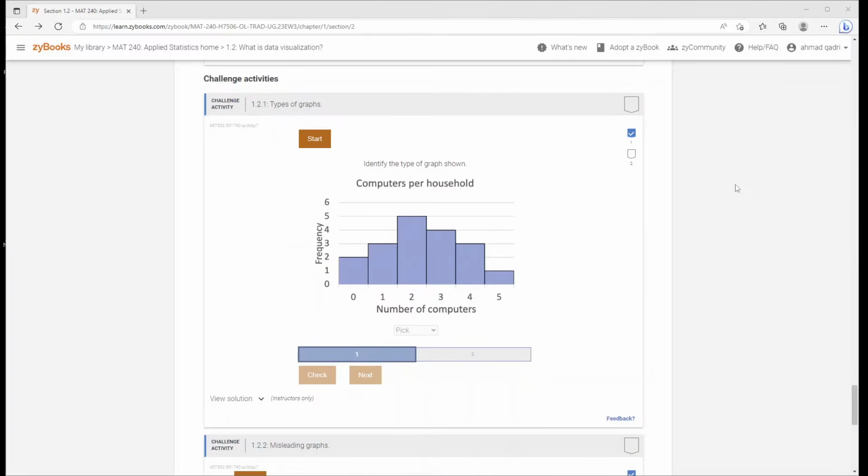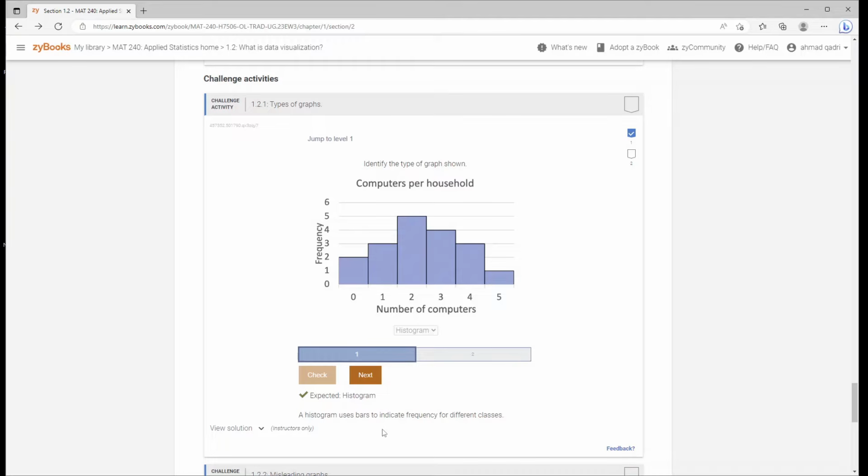Here is challenge activity 1.2.1, and this is about types of graphs. So let's start the activity. And the first question is, identify the type of graph that is shown here. And the options here from the drop-down are dot plot and histogram. So the first thing to note is we do not have dots here. We have bars. And a histogram is a plot where we have bars. Y-axis is the frequency, and the bars are right next to each other. So this is a histogram. So I will select histogram here and hit check. And so that is the correct response.